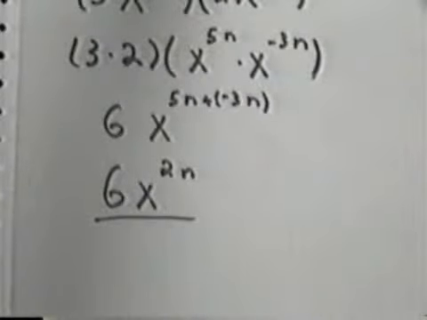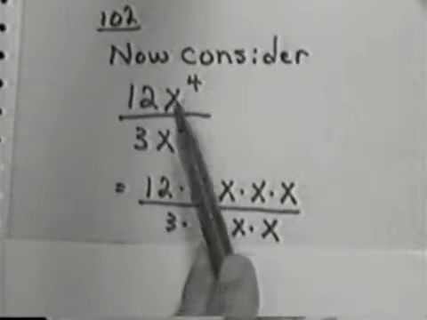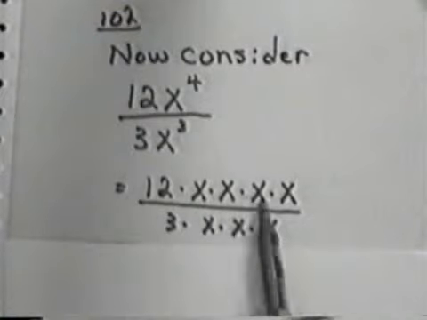Now let's consider another problem. Let's look at 12x to the 4th divided by 3x cubed. Using the definition of exponents, I can expand it as 12 times x times x times x times x, because x to the 4th tells me to use x as a factor 1, 2, 3, 4 times, over 3 times x times x times x, because x cubed tells me to use x as a factor 3 times.